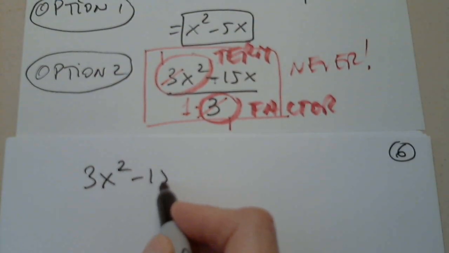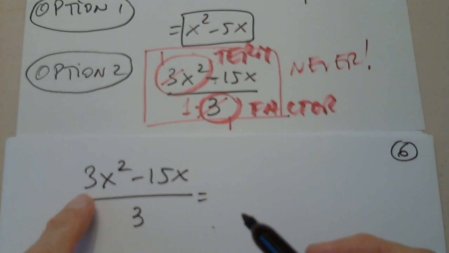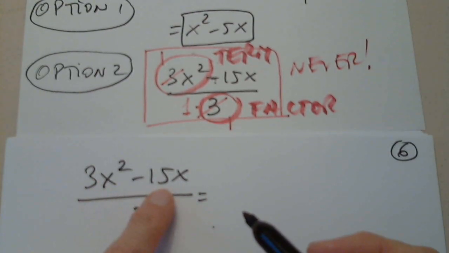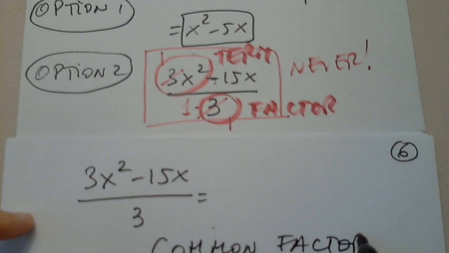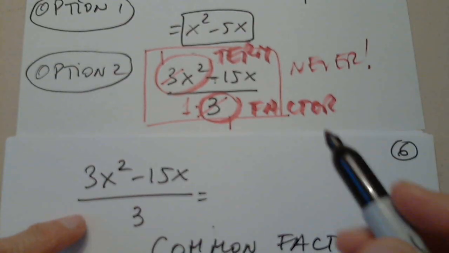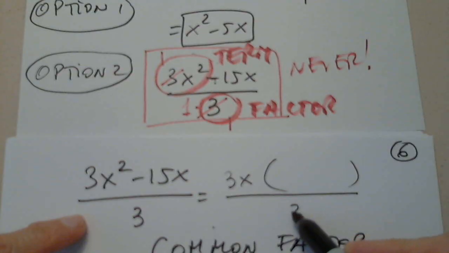3x squared minus 15x divided by 3. Notice that these 2 terms have a common factor. What is the common factor? Well, it's 3x. How come?